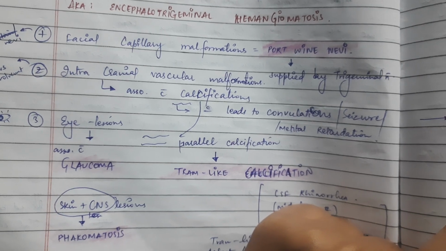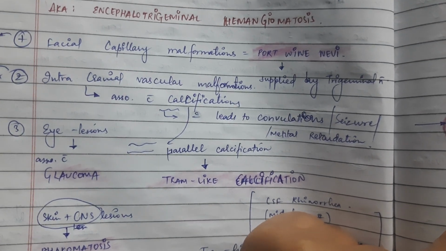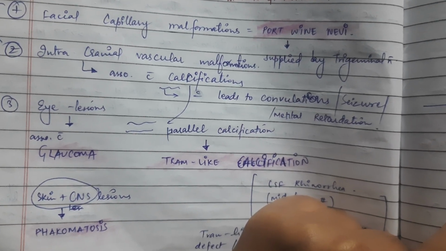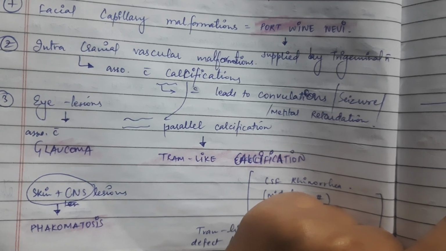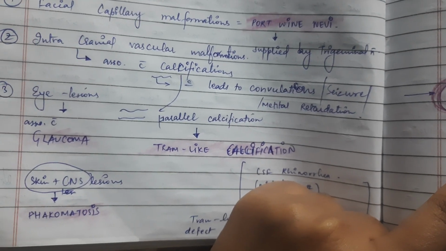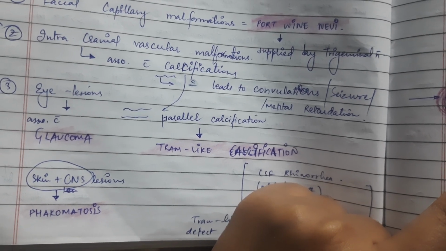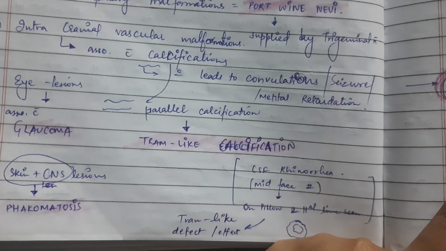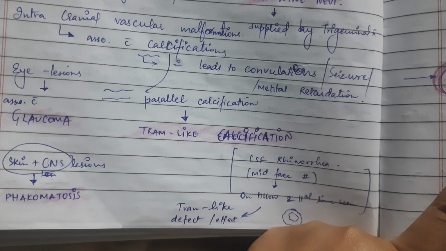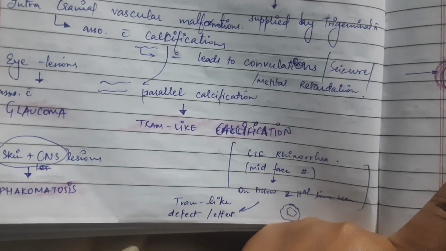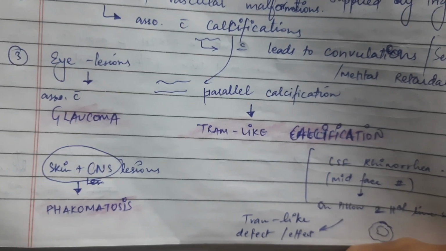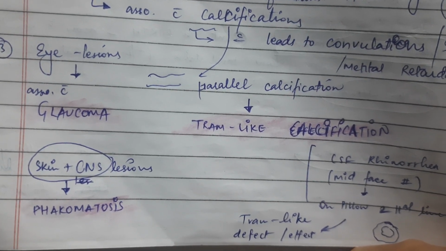Supplied by the trigeminal nerve. Intracranial vascular malformations associated with calcifications, which lead to convulsive seizures. Mental retardation, eye lesions associated with glaucoma. Parallel calcifications, tram-like calcifications, are seen on radiograph. Tram-line effect is different, which is seen in CSF. When skin plus CNS lesions are involved, the term is called phakomatosis.